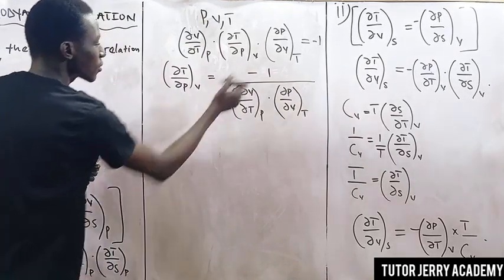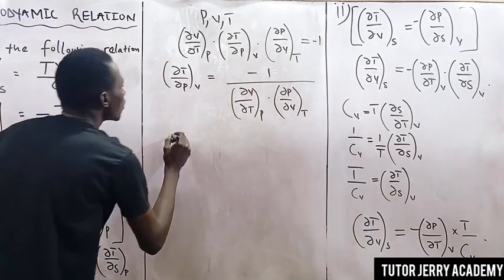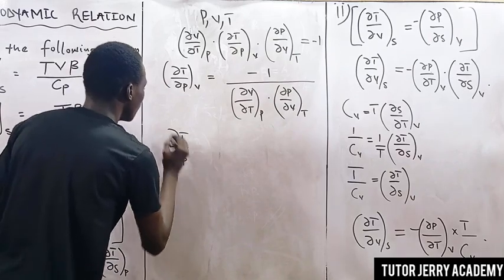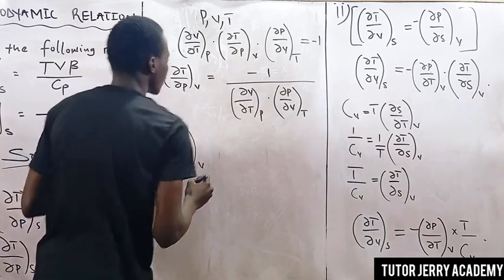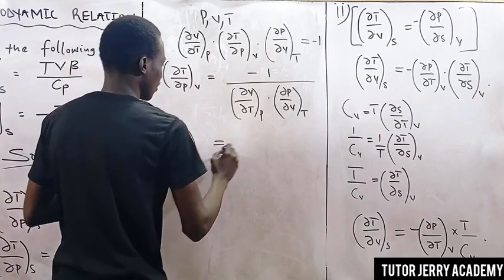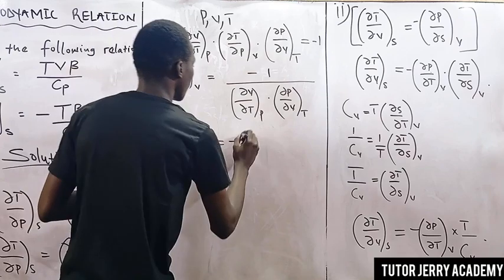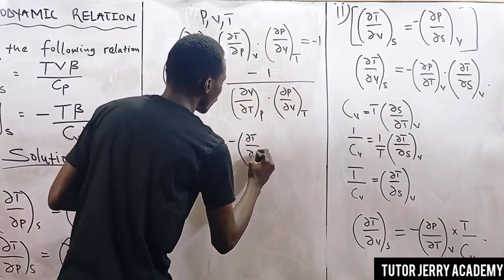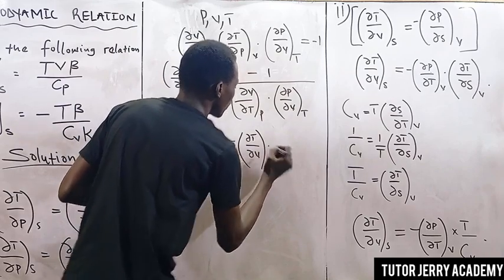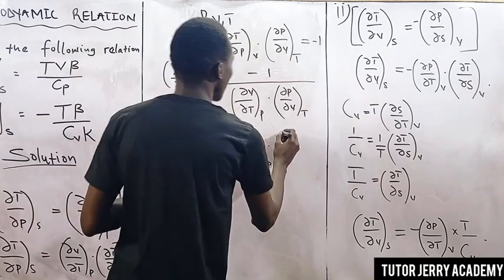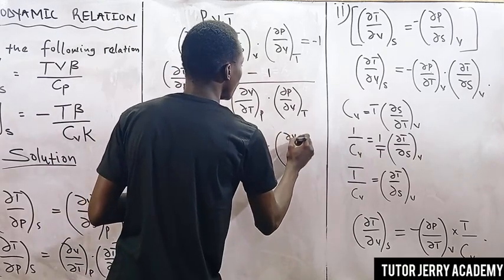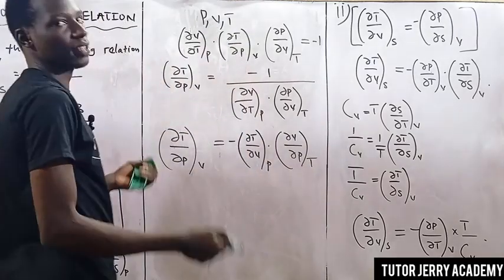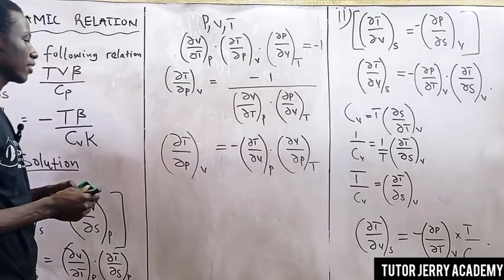If we take the inverse of this, it's going to be nothing but the partial derivative of t all over the partial derivative of p, keeping v constant. This will be equal to minus the partial derivative of t all over the partial derivative of v, keeping p constant, multiplying the partial derivative of v all over the partial derivative of p, keeping t constant. This is what we have.